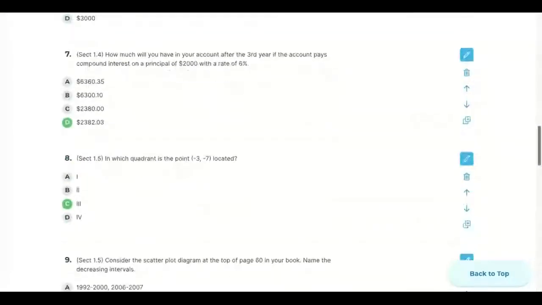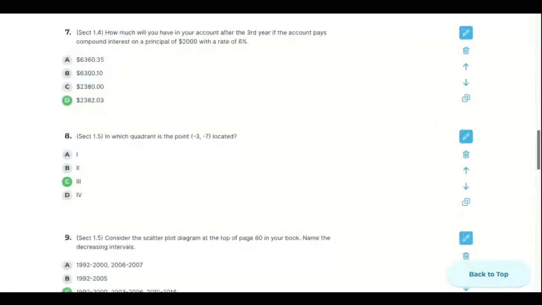Okay, moving on to this one, which seems to be even more challenging for students, which is the compound one. Three or four people asked me about that one. So this says, how much will you have in your account after the 3rd year? The account pays compound interest. So as soon as I see that, I'm going to write the compound interest formula.